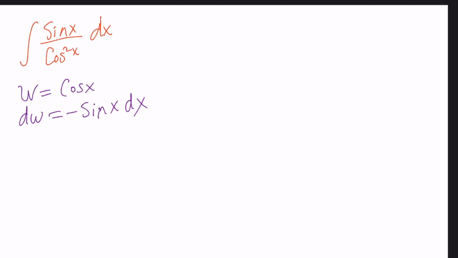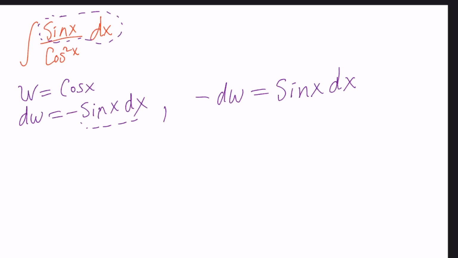So there are two options. The first option is, you must be aware of the fact that here appears this term and here appears this term. So you can say minus dw, because I put the minus to the other side, is sine of x by dx. And you say, okay, it is what I expected. And then you can conclude this is the integral of minus dw, because the numerator is known, divided by w squared.